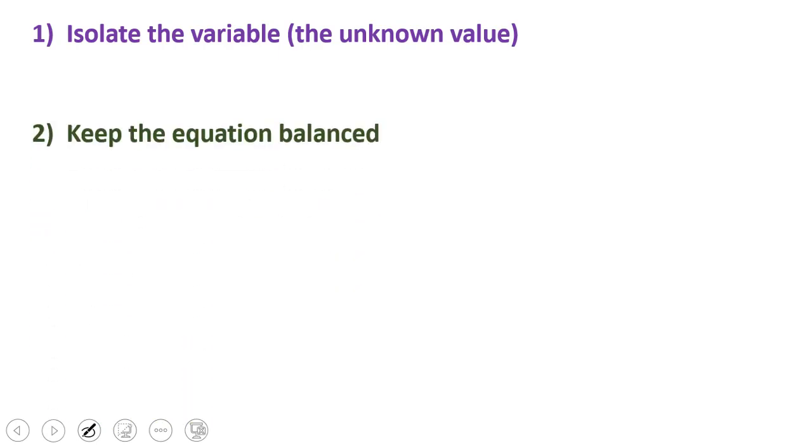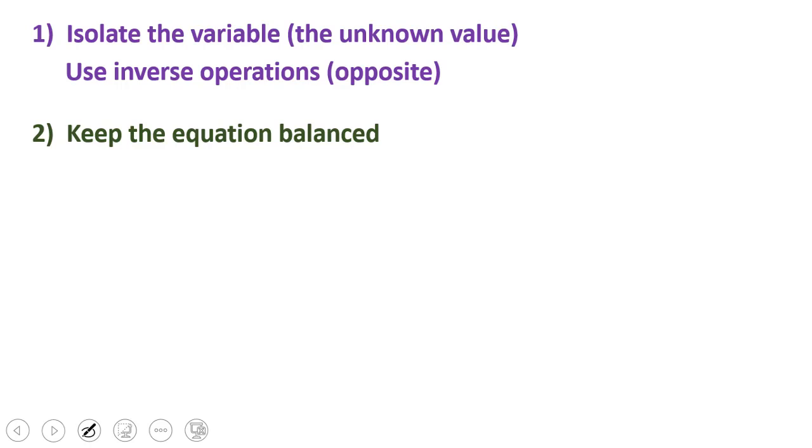How do we isolate the variable? That's right, we use inverse operations. If we're dividing, we're going to multiply. If we're multiplying, we're going to divide. If we're adding, we're going to subtract. And if we're subtracting, we're going to add. We use those inverse operations to isolate the variable.